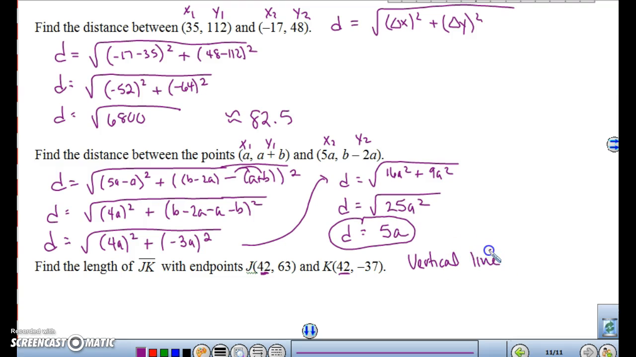So all we have to do is find the distance of JK, which is equal to the difference between the y values. We know the x's are the same, so it's the absolute value of 63 minus negative 37, which is equal to the absolute value of 100, which is equal to 100. So the length of JK is 100.